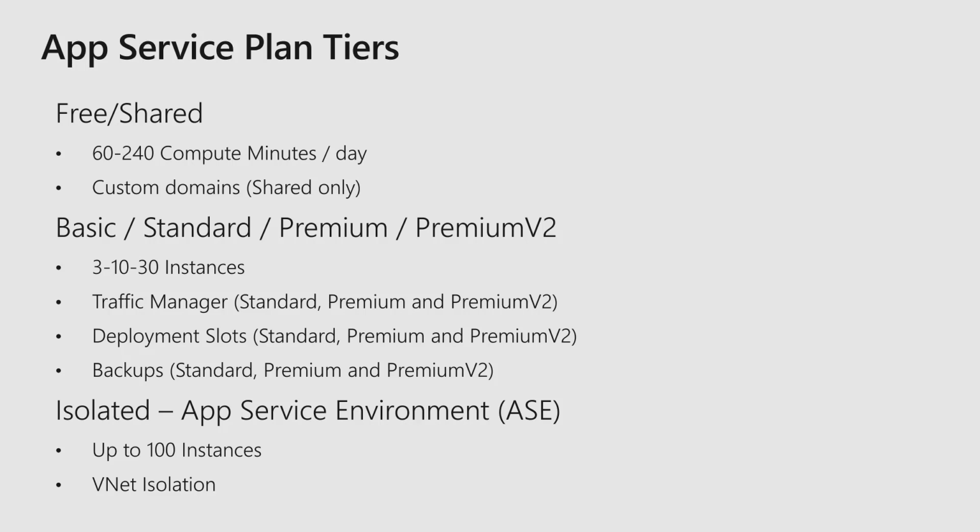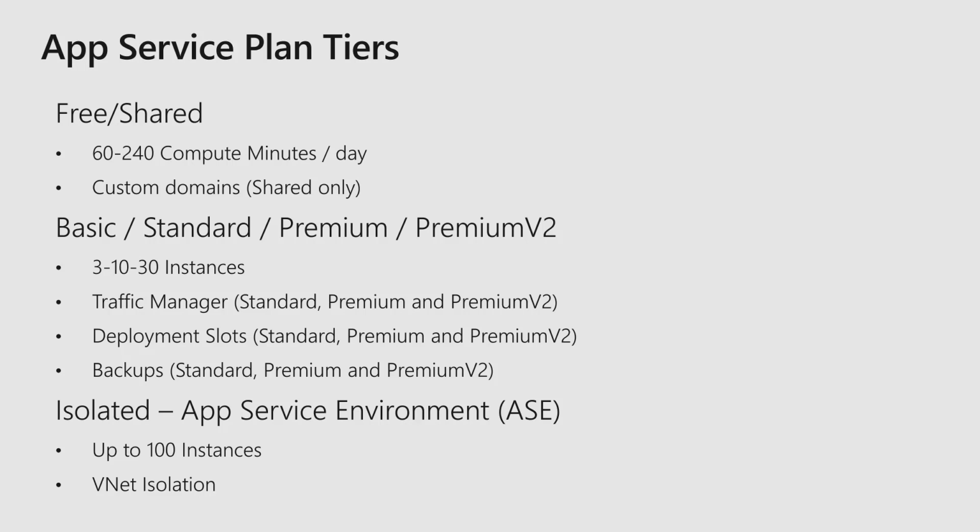But I can have like 60 compute minutes for free. And if I want to go to the shared, I have 240 compute minutes a day. And then I also have custom domains, okay? So we can have those two things. To be totally honest, free and shared is something that I don't use that much, okay? Usually I prefer to go to at least a standard.